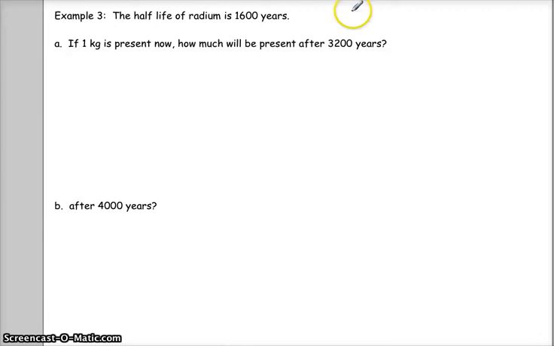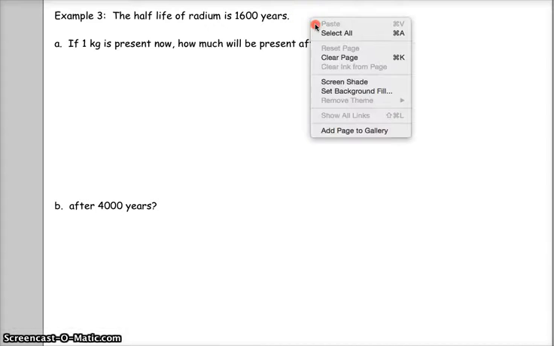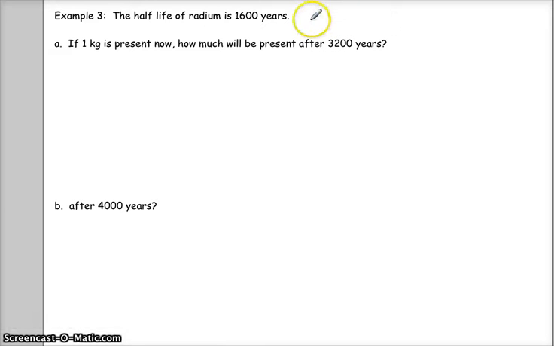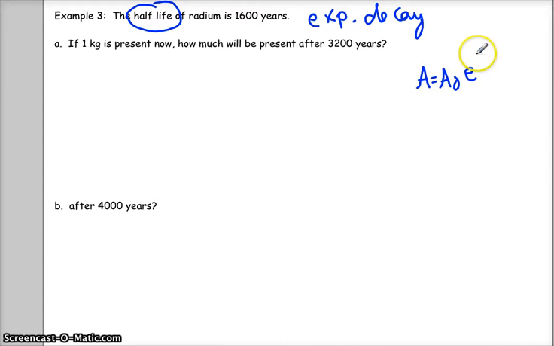Well, first off, we've got to determine what type of model to use, and this is exponential decay. And it's decaying because I have a half-life. So the amount of radium is decreasing. The model for exponential decay is the amount equals the initial amount times e to the rt power. R is the rate of decay and t is the time in years. Or instead of using r, remember we were also using k.